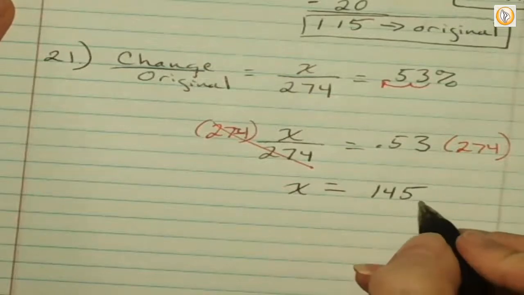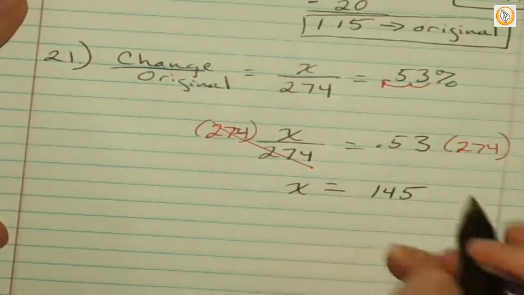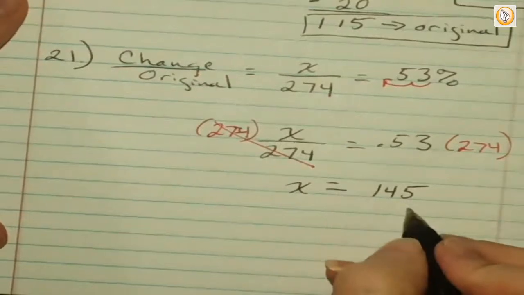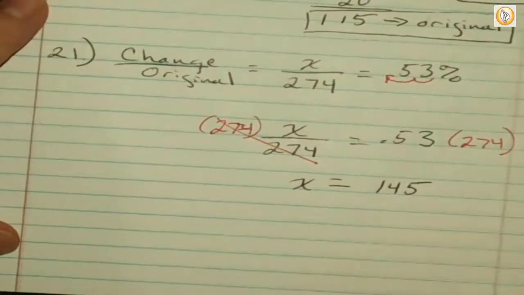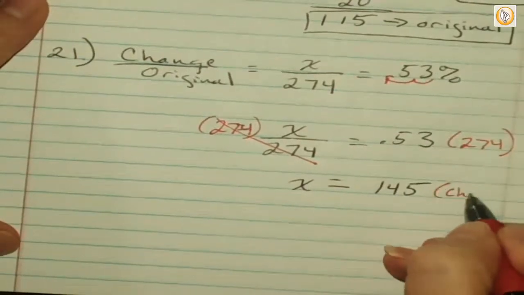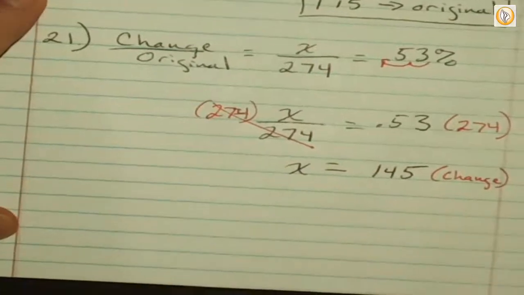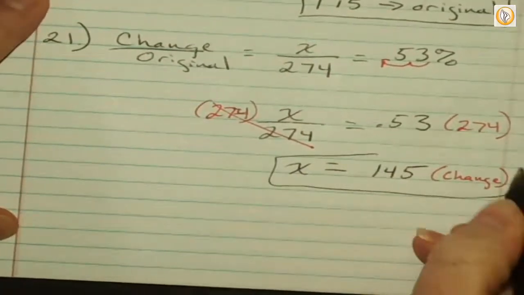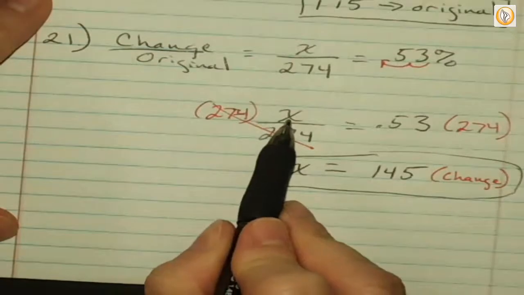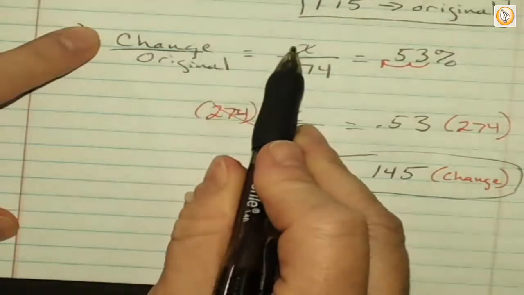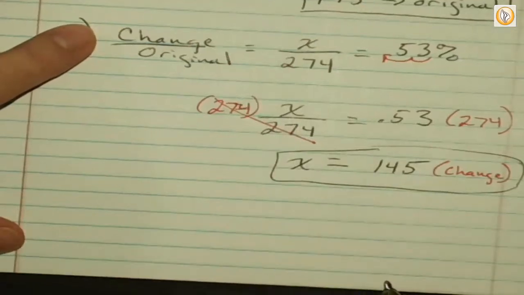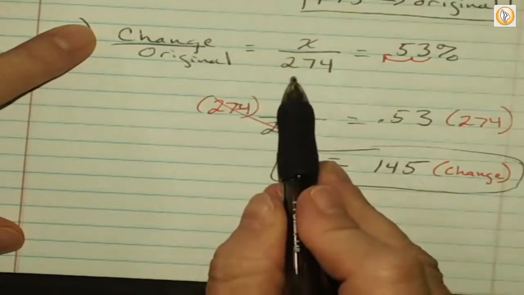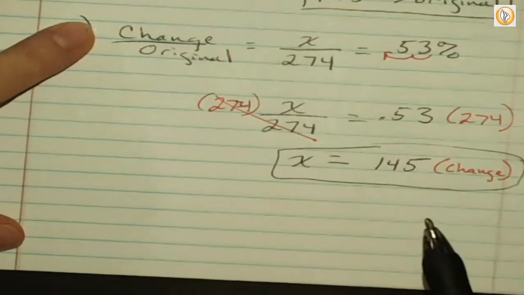145.22. Let's just keep it 145. So that 145 is what? That's x. That's your change. How is that your change? See, change over original? Change goes right there. So now all we need to know is the new amount. How do we figure that out?